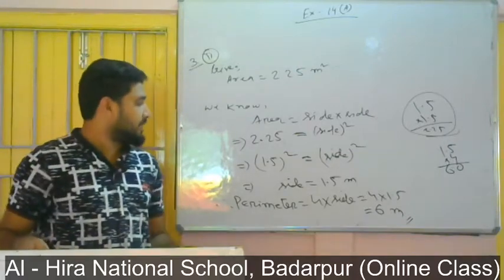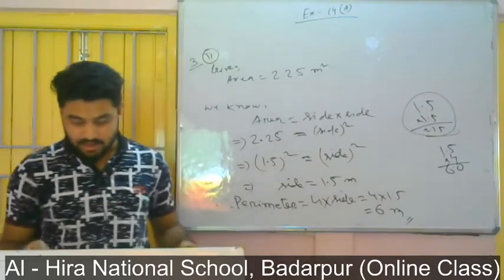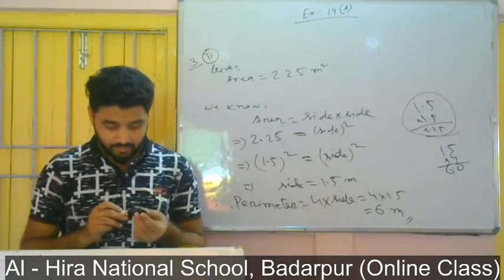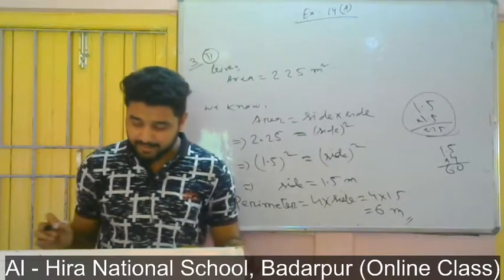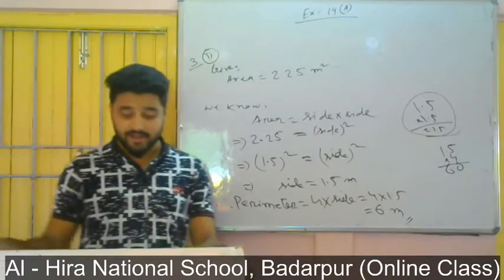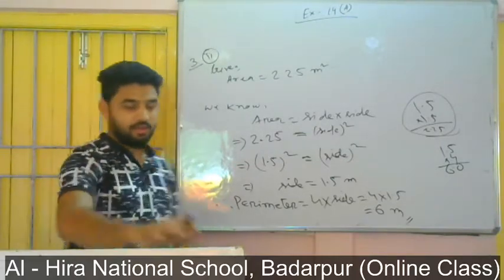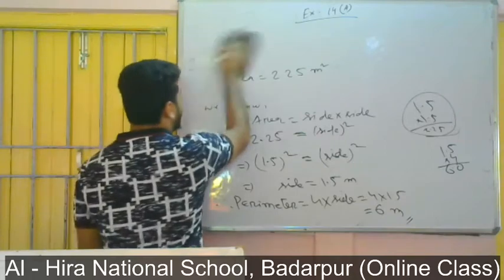So this is the answer: perimeter equals to 6 meter. Now come to question number 4. The perimeter of a square is 20 centimeter. Find its area. It's very easy. The perimeter is given, you have to find area. Okay, so write question number 4.